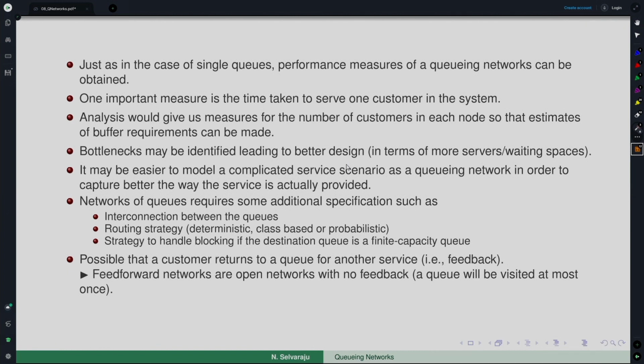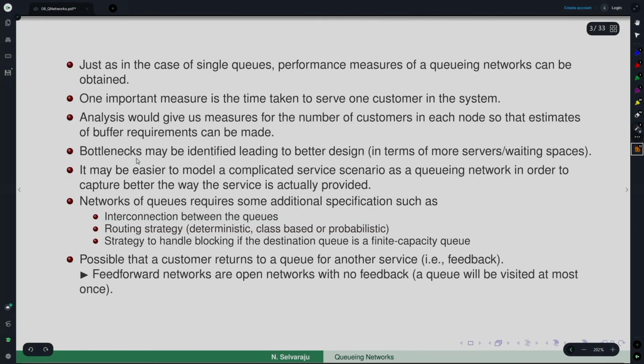So suppose in the specialist place there is a lot of queue, what you can do is either think about increasing the number of specialists, or at least make the waiting space larger in this case, right. So that's a better designing aspect, right. To do that you need to understand. That is why we say that it is easier to model a complicated service scenario as a queuing network, in order to better capture the way the service is actually provided, rather than treating the whole thing as a single black box, right.